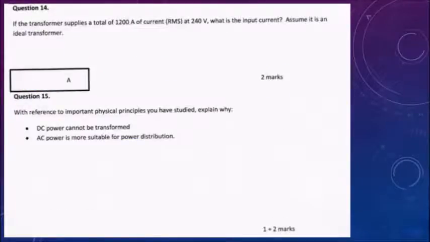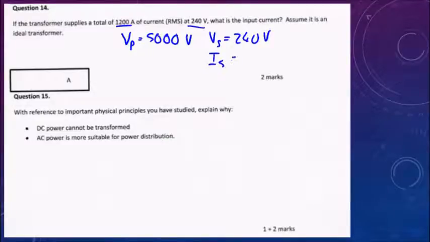A transformer supplies a total current of 1200 amps at 240 volts. What is the input current? Now, I haven't given you all the information in this bit, but some of the question is in the previous parts. We're talking about the same transformer. So what have we got? The primary voltage is 5,000. The secondary voltage is 240. Now the 1200 amps is at 240 volts, which means that this must be the secondary current, 1200 amps. Which means we want to know the primary current.